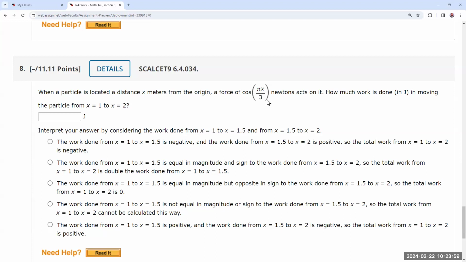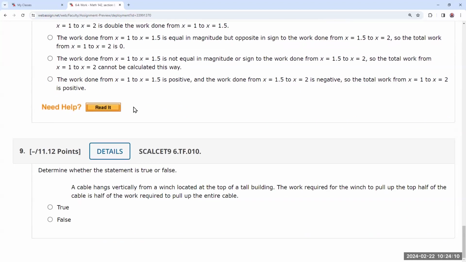I think when you integrate this, you end up getting 0 because between cosine(pi over 3) and cosine(2 pi over 3), the cosine function is symmetric about the horizontal axis. Don't quote me on that, but I'm pretty sure that's how it plays out.